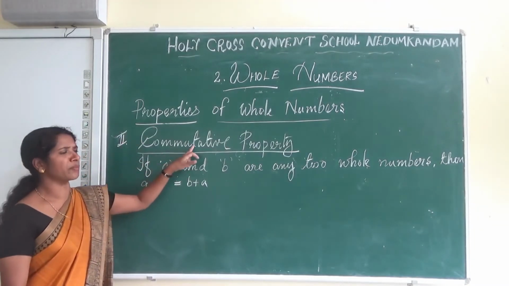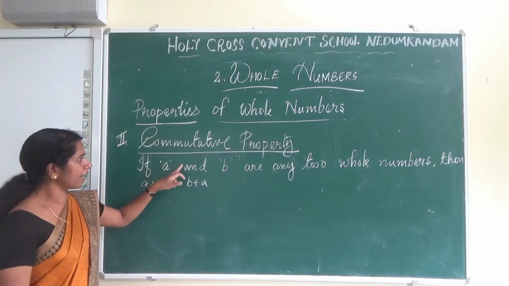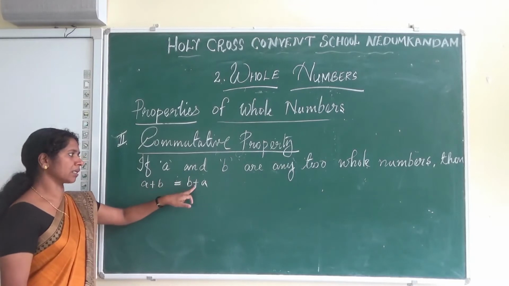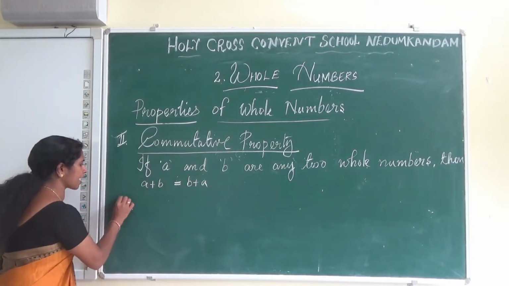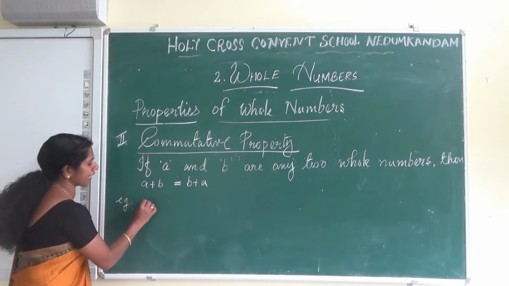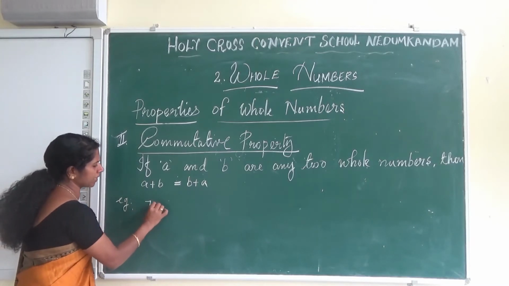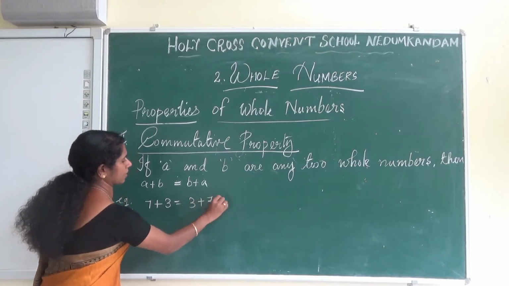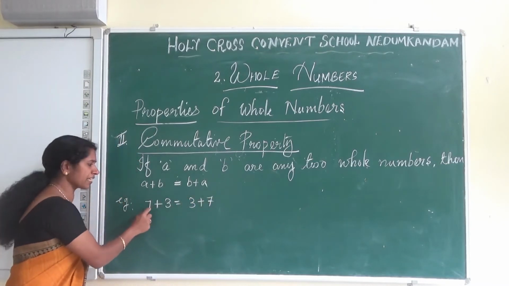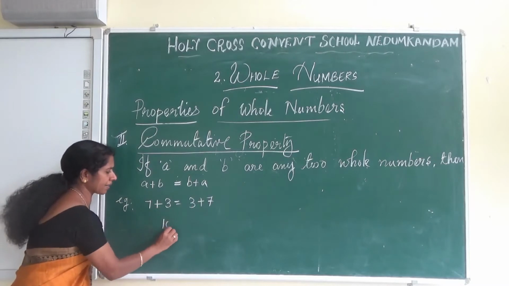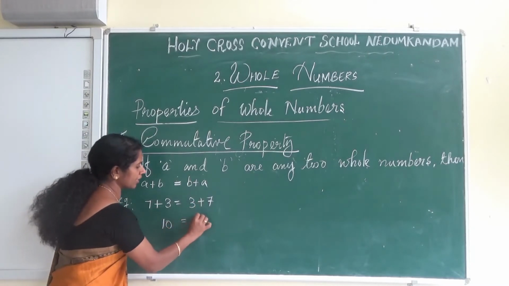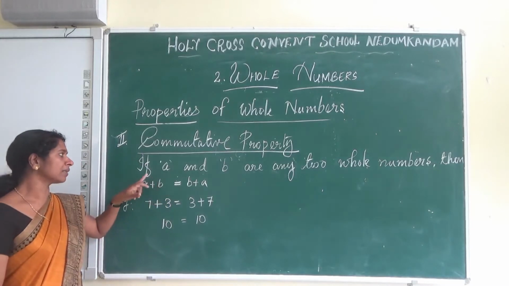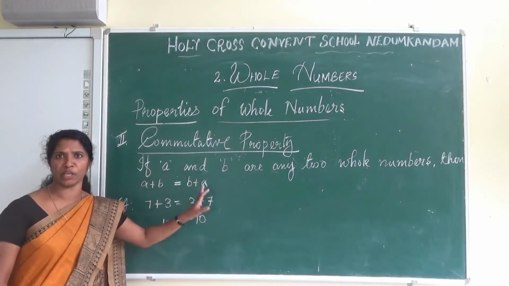Second property, commutative property. If A and B are any two whole numbers, then A plus B is equal to B plus A. Example, if 7 and 3 are any two whole numbers, then 7 plus 3 is equal to 3 plus 7. What is 7 plus 3? We know that it is 10. What is 3 plus 7? It is also 10. What is the meaning of this? We can add whole numbers in any order.